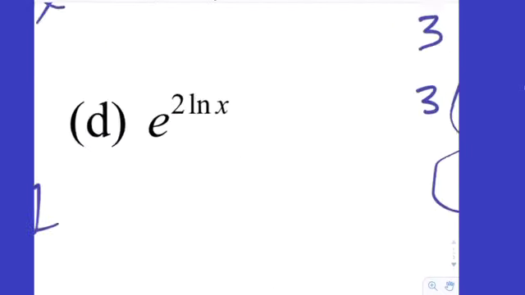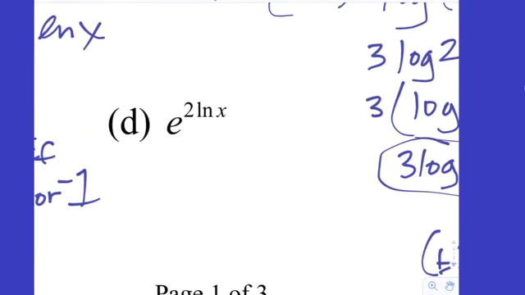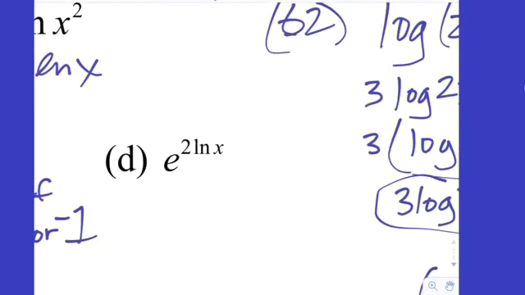It says to condense. What does that mean? How do we do that? Well, we have e raised to the 2 natural log of x. This is like a little problem inside of a problem. The exponent is 2 natural log of x. We can condense that. So pretend like you're just working upstairs. What would 2 ln of x condense to? ln of x squared. Good.